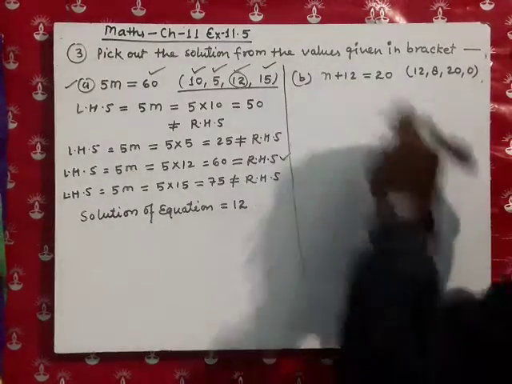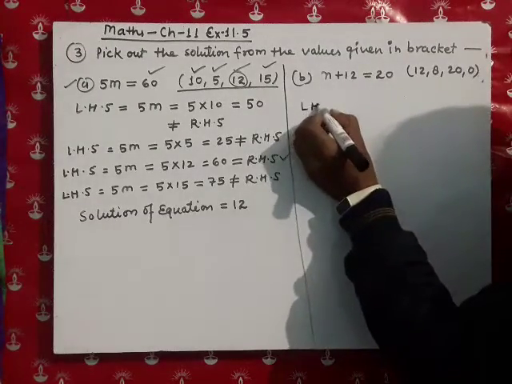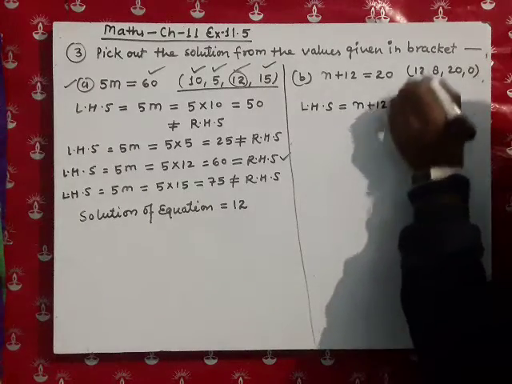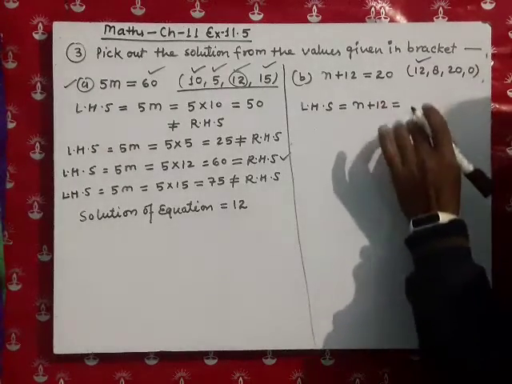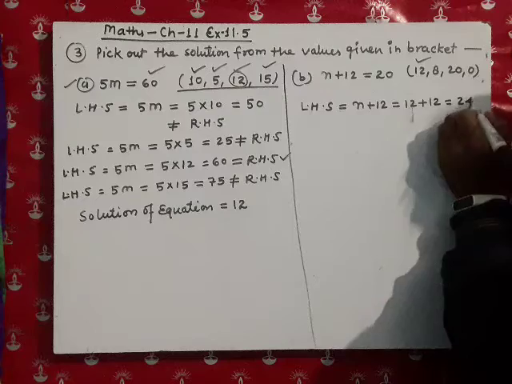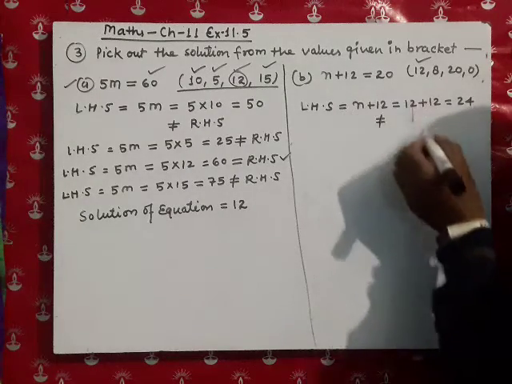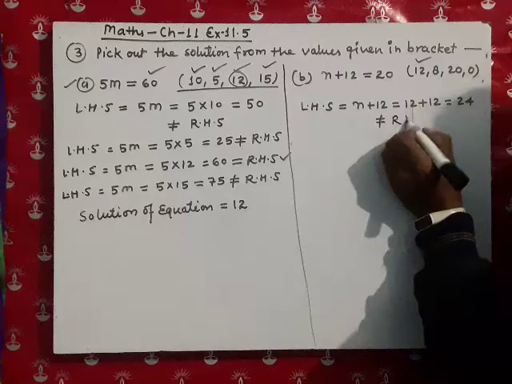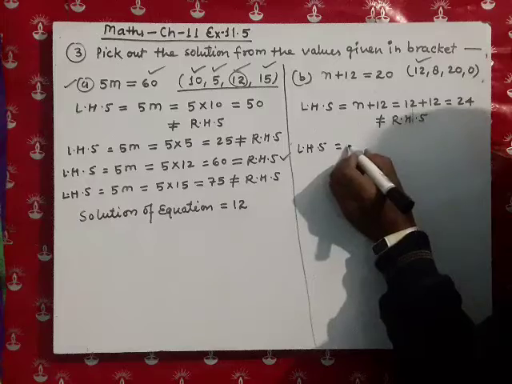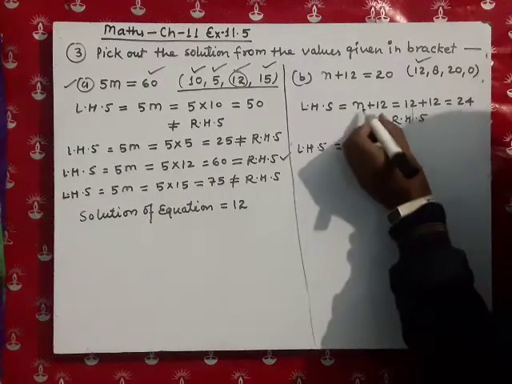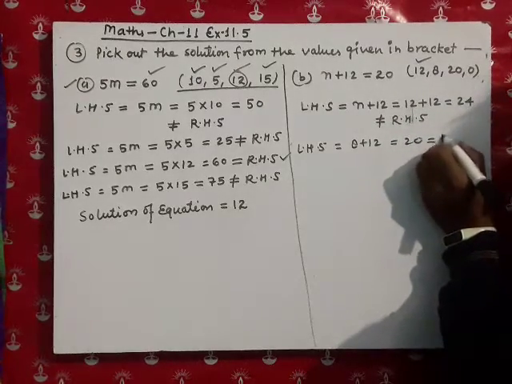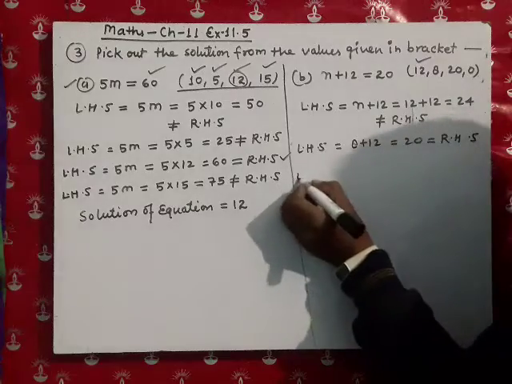Now I am going to the B part. Here in part B, the LHS is given. Similarly we are doing whatever we have done here. The LHS is n plus 12. Now we have to place the first value. So n means 12, 12 plus 12 becomes 24, not equal to the RHS, because the RHS is given as 20. Now going to the LHS again. Here n plus 12, directly I am writing the value of n, 8 plus 12, that becomes 20, which is equal to the RHS. So this is the solution.